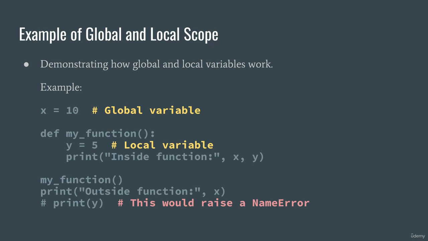In this example, we have a global variable x defined outside of any function, and a local variable y inside the myFunction function. When we call the function, both x and y are accessible within it. However, outside the function, only the global variable x is accessible. If we try to print y outside the function, it would raise a name error since y is only available within the function's local scope.